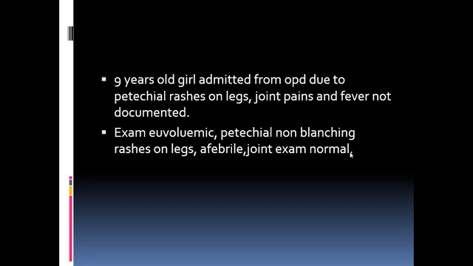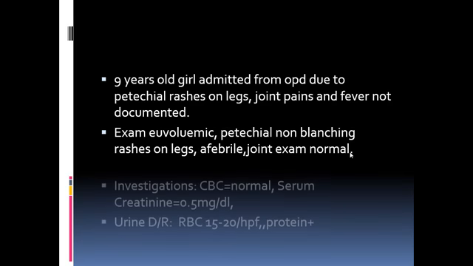Another entity which resembles IgA nephropathy is a case of a 9-year-old girl who was referred to OPD because of petechial rashes on the legs, joint pain, and a fever which was not documented. She was euvolemic, not in renal failure, and had non-blanching petechiae all over the extensor surface of the lower limbs.